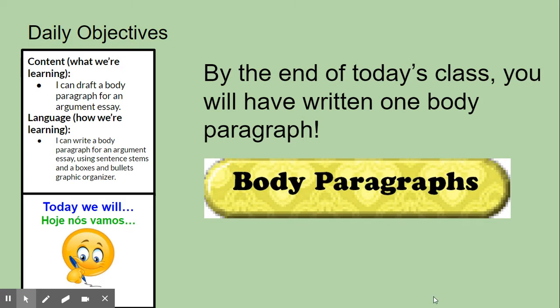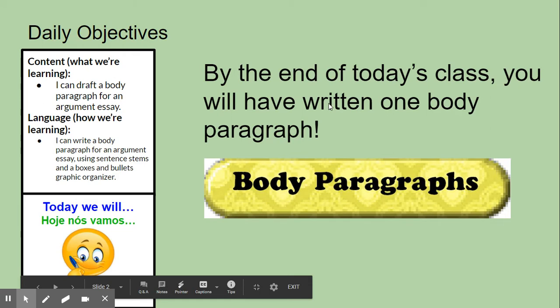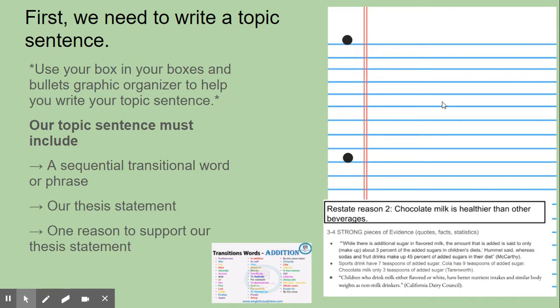So today we will write. And by the end of today's lesson, you will have written one body paragraph. All right, so let's get started the same way we did yesterday. We need to write ourselves a topic sentence, and we're going to use our boxes and bullets, the box in our boxes and bullets, to help write our sentence.